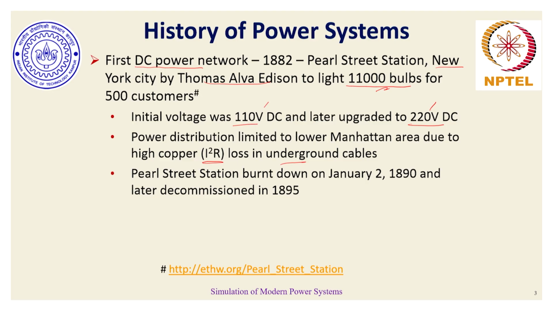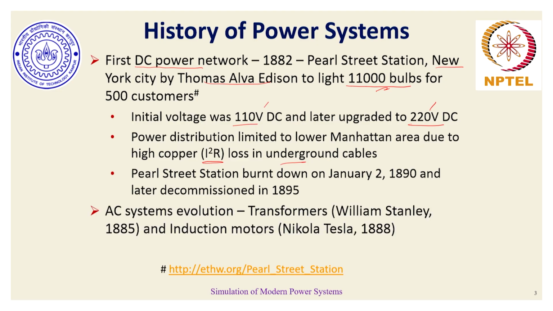However, because I squared R loss, even at low voltages, was substantial, there was a failure. Eventually the Pearl Street station, which was the primary station for the distribution of DC power to the lower Manhattan area, got burnt, and eventually in 1895 the entire system got decommissioned.